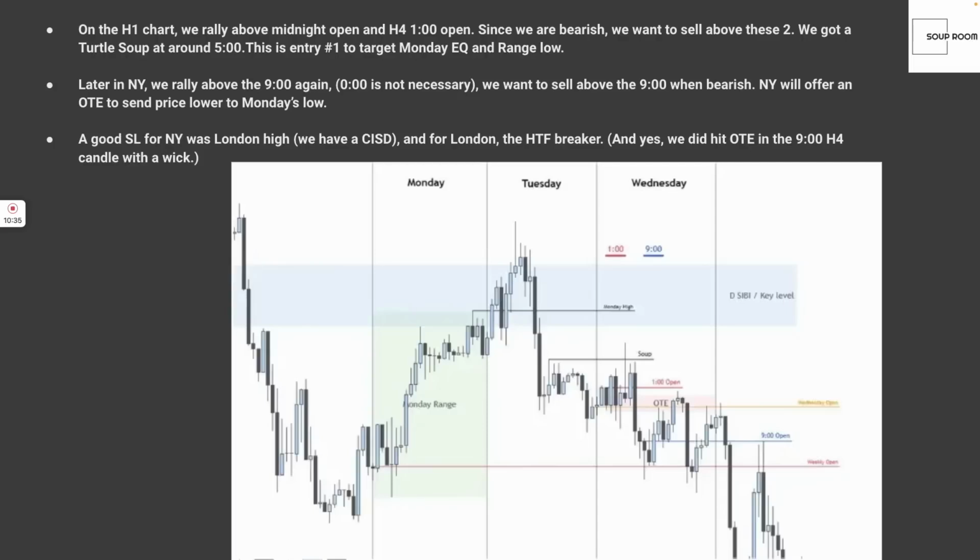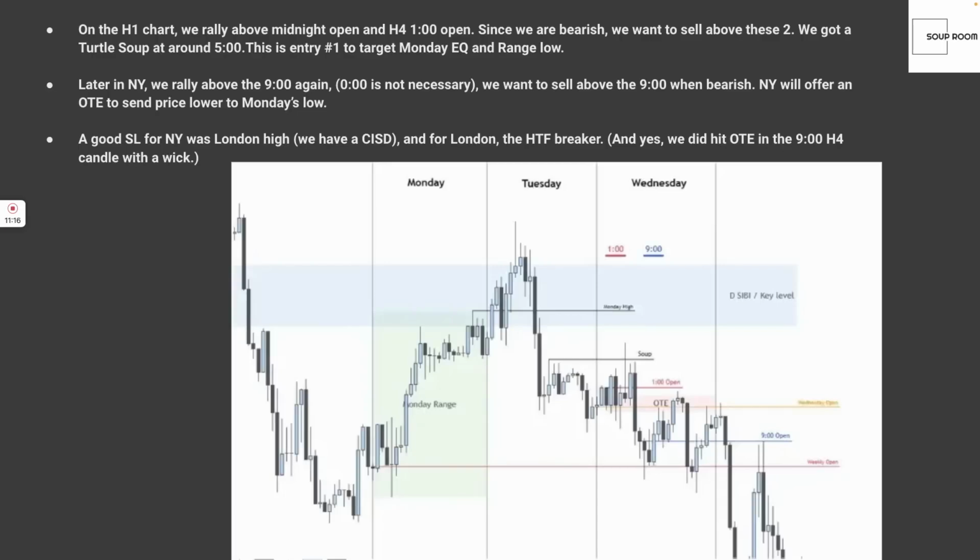Since we are bearish, we want to sell above these 2 opens. We got a turtle soup at around 5 a.m. This is entry number 1 to target Monday's equilibrium and then the range low. Later in New York, we rally above 9 a.m. 12 o'clock isn't necessary, however, it can be used. We want to sell above the 9 a.m. when bearish. New York will often offer an OTE or a breaker to send price lower, targeting Monday's range low.